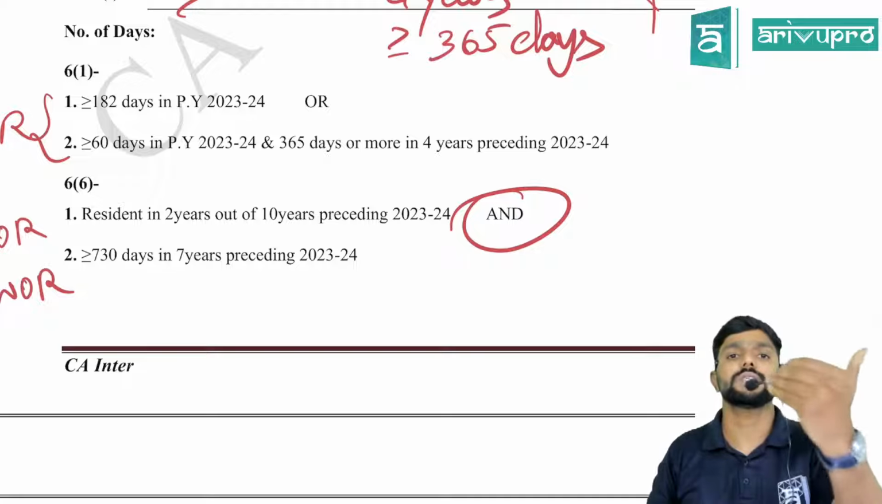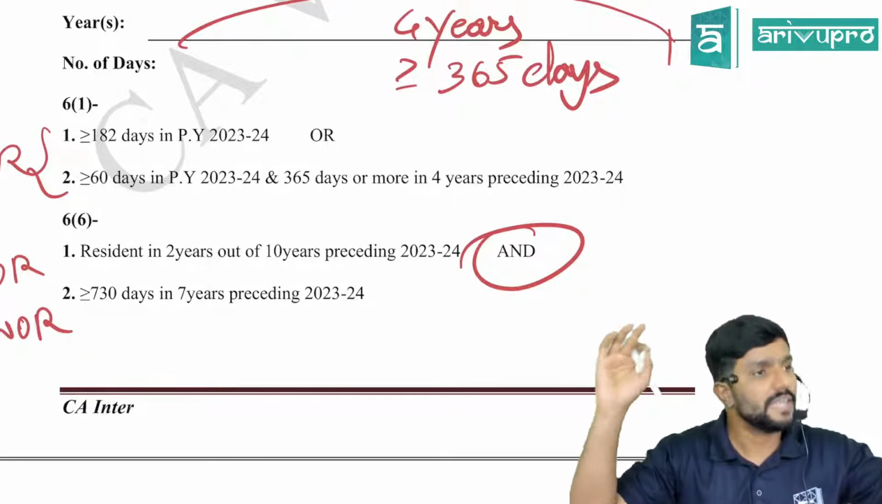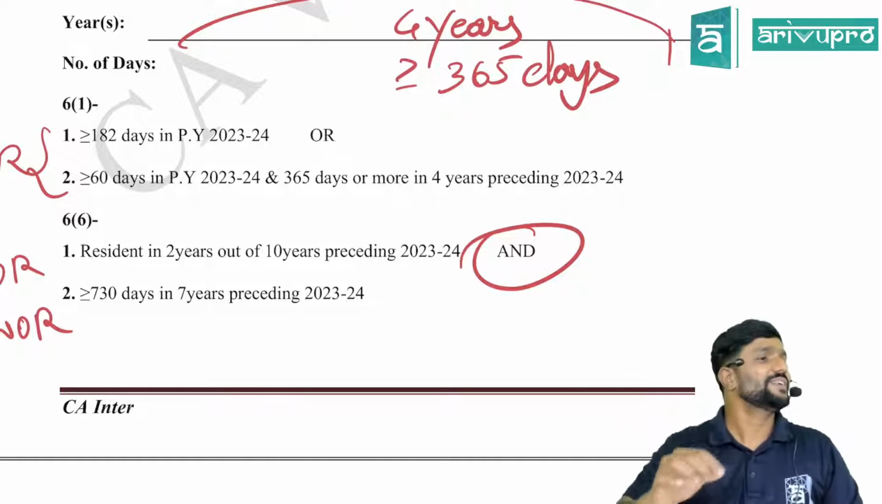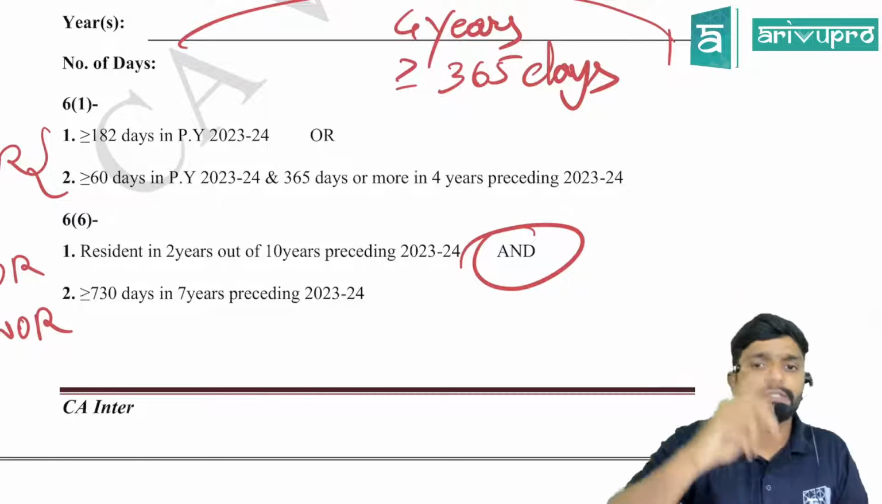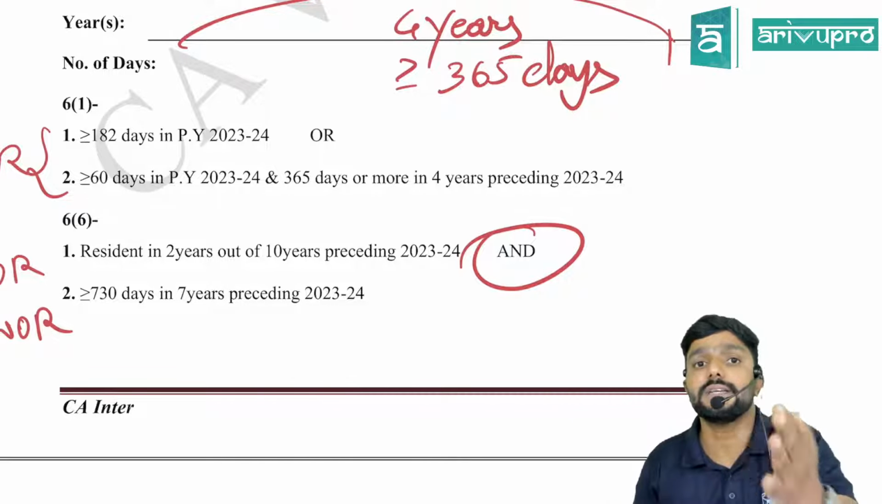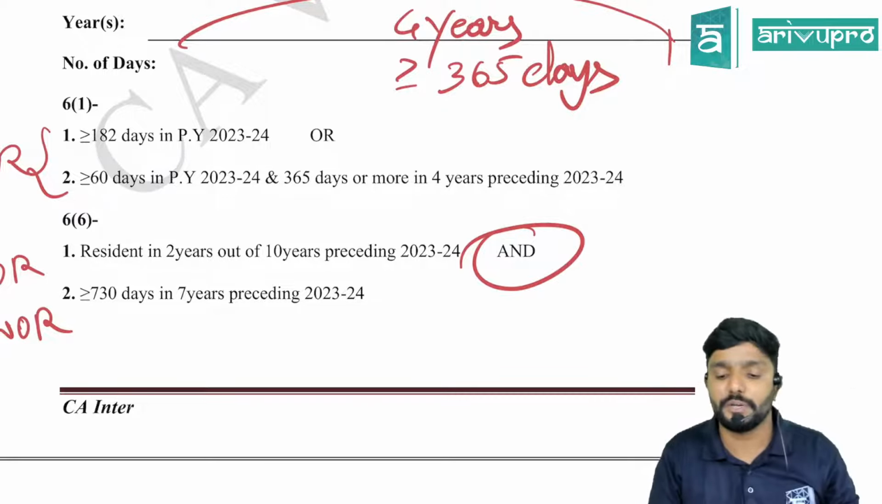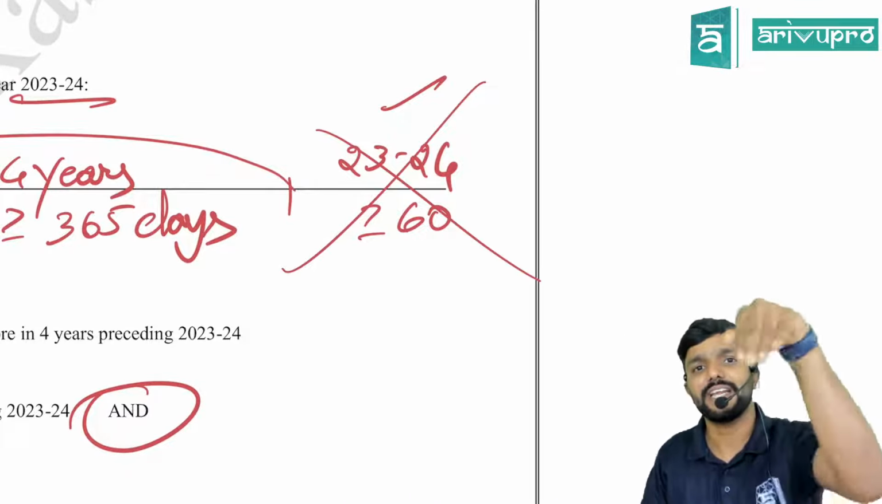Sir, what are those conditions, sir? Please pay attention. Are you guys paying attention? Yes, sir. Okay. First condition: resident for at least 2 years out of the last 10 years. And the 10 years is what, sir? Preceding the previous year. Which is your previous year? 23-24. Leave it. 6.1 is targeting that year.